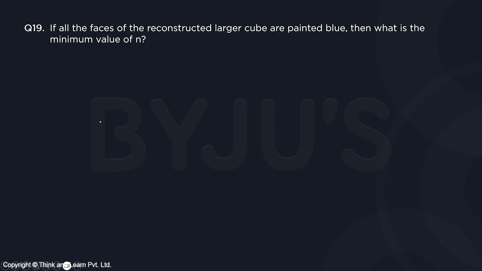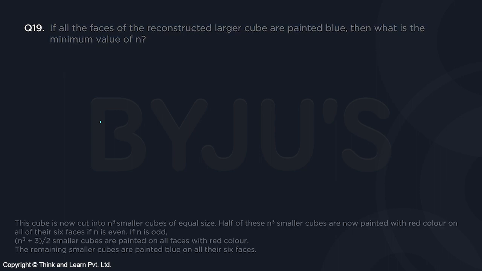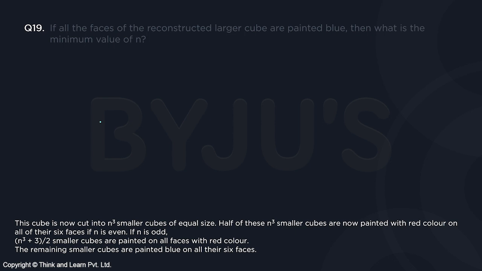Now, what about this 19th question? If all the faces of the reconstructed larger cube are painted blue, then what is the minimum value of n? That means, for what minimum value of n, I can have all the outside cubes as blue. For example, let us say n is equal to 4. With n is equal to 4, total number of red cubes would be 4 cube divided by 2, that is equal to 32. These are the red cubes.